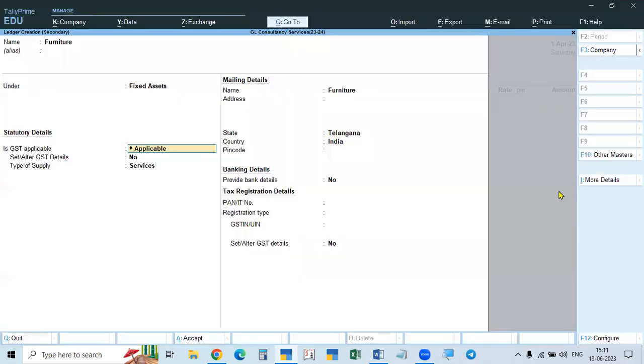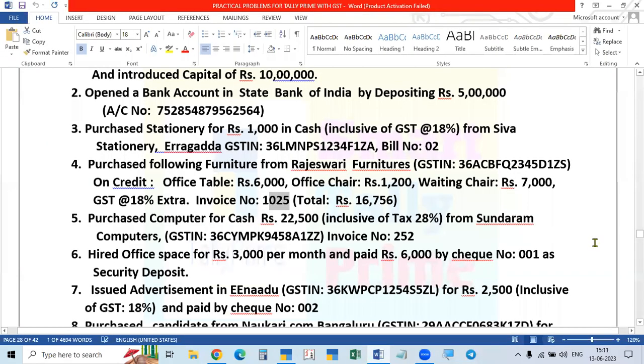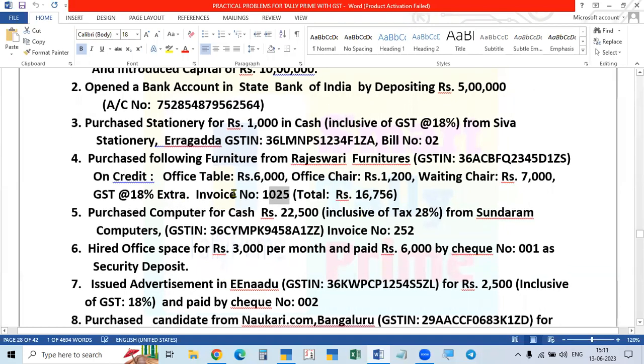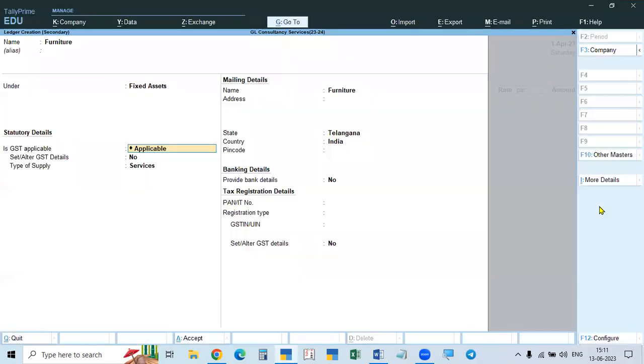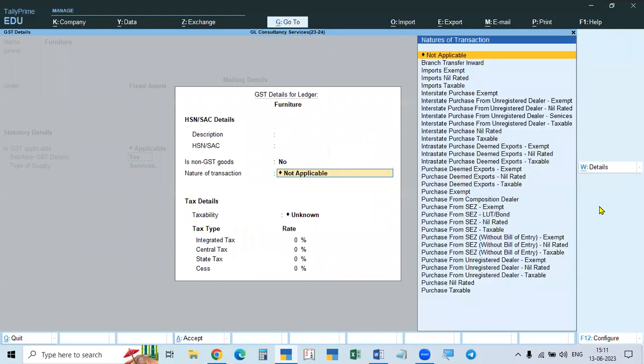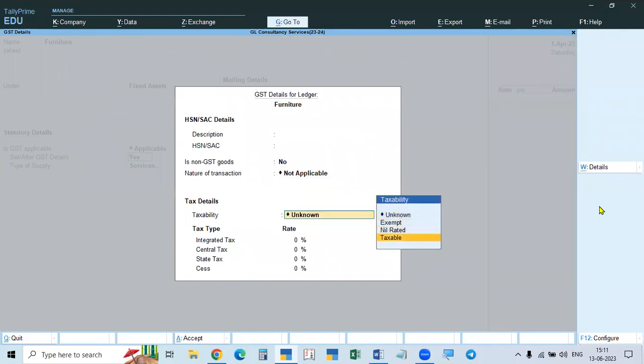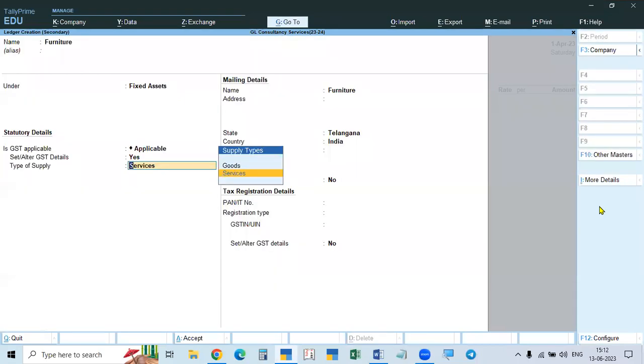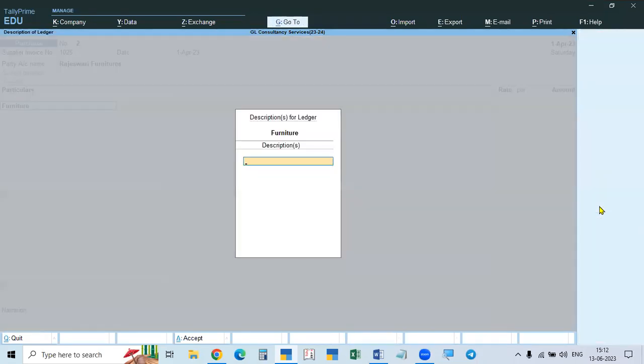So here, furniture is created. Here the tax rate is 18%. It is not inclusive of tax. So here, create, applicable tax GST, and set out the details. Yes. Then you come here and enter the HSN code. So taxable, what is the rate? 18%. So 18% is given, and here we have to select goods, that is, we are getting items. So here, purchased.